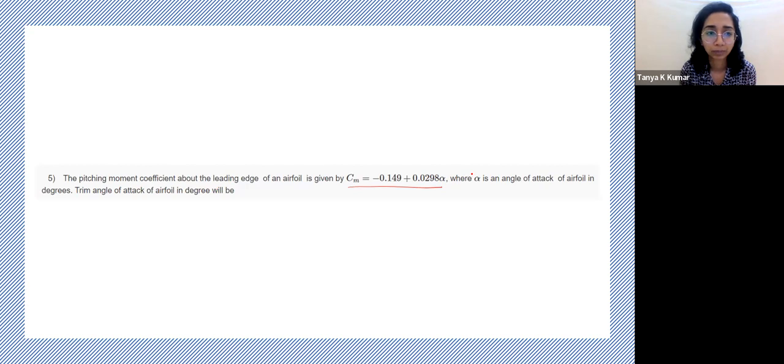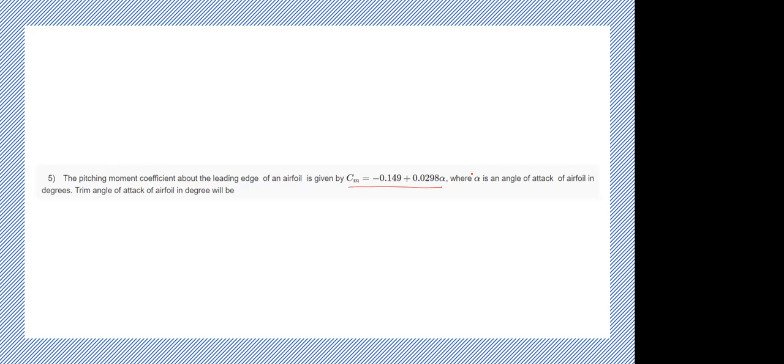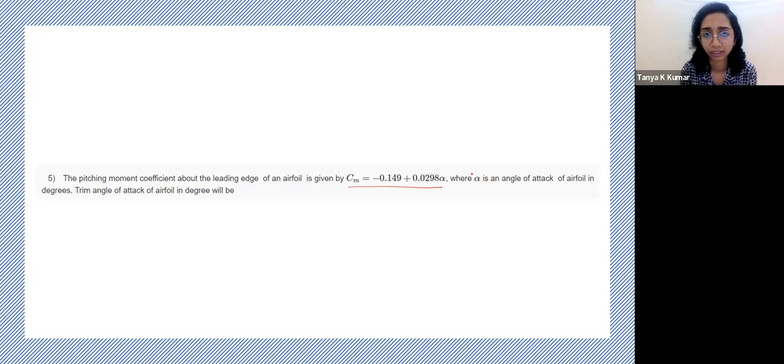What is trim? It is the point where the CM versus alpha, or CL versus alpha, slope cuts the x-axis. Okay, can anyone else try to answer? What is trim? The question is, what is trim? Anyone else? Just try.